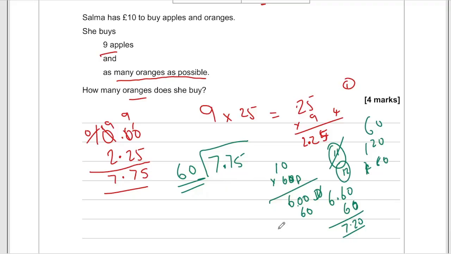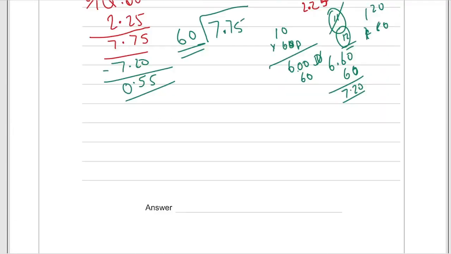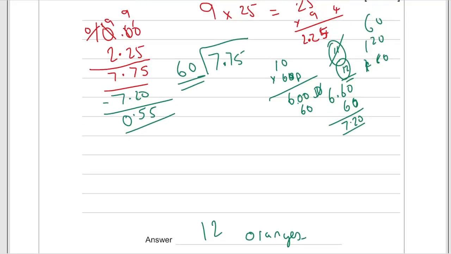Now, if I took that £7.20 away, because we're getting quite close, okay, 0 away from 5 is 5, 2 away from 7 is 5, 7 away from 7 is 0. I haven't got enough to get another orange out of that, so I end up with 12 oranges. Okay, so my answer, 12 oranges. That's the sort of working you could go with there.